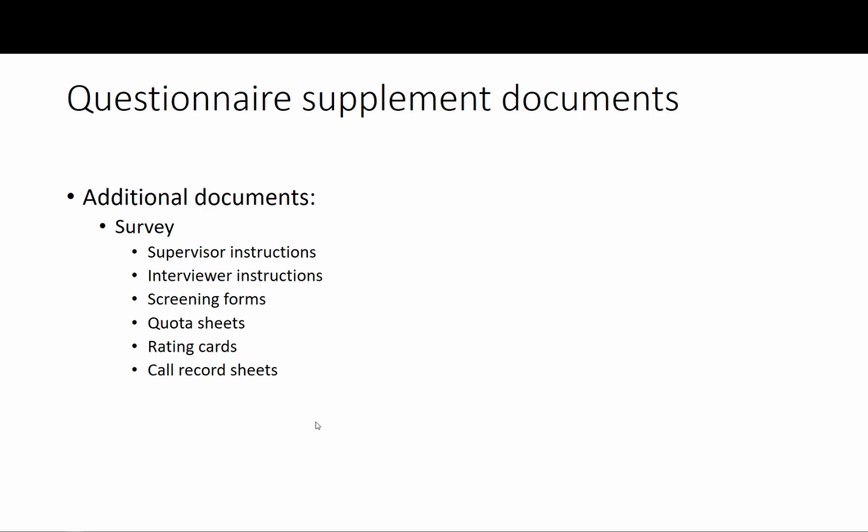And call record sheets. If you are doing a telephone interview, how will calls to potential respondents be logged, and how will the difference between respondents versus non-respondents be tabled? Because this is important information to report, because it shows whether non-respondent bias might be an issue or a limitation of the data collected.